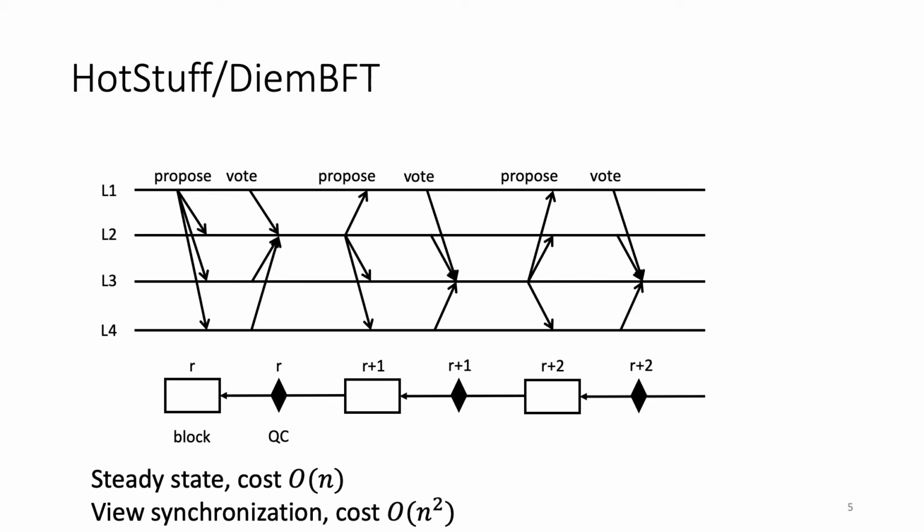However, if the leaders are bad or the network is asynchronous, the view synchronization part will be triggered and ensures everyone enters the same view. In that case, the cost of the protocol will be quadratic, which is not shown here.